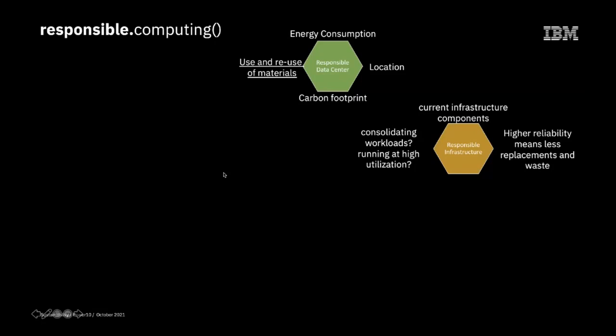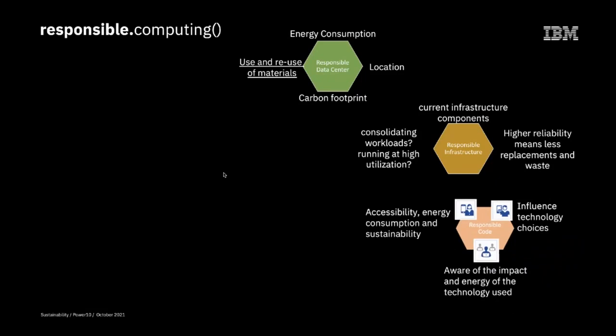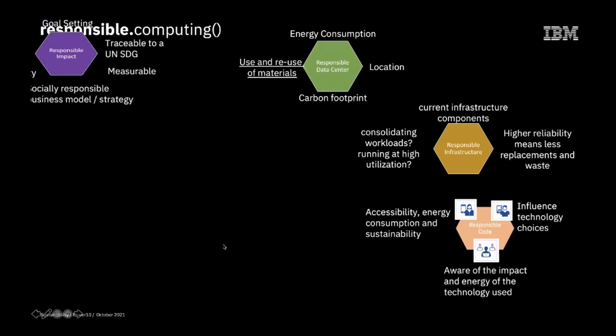And then we can move on to the code. The code pieces we talked about: be aware of the impact and energy of the technology used. It depends what you're using. Different languages can actually have an impact here. Consider the accessibility of the code you're working with and also the energy consumption and sustainability of it. If it goes around in many, many loops in a wasteful way, you're wasting compute time, and that is not necessarily responsible. Once you've considered these different areas, you can be an influencer about those choices made.